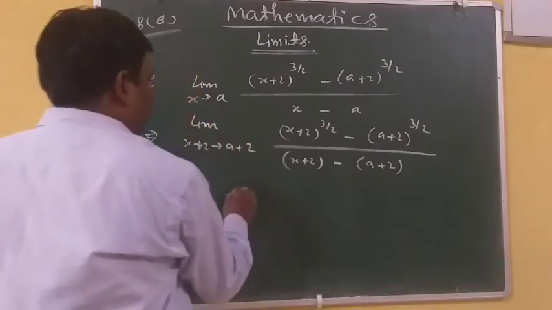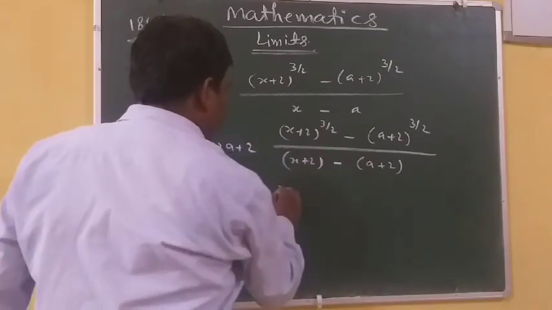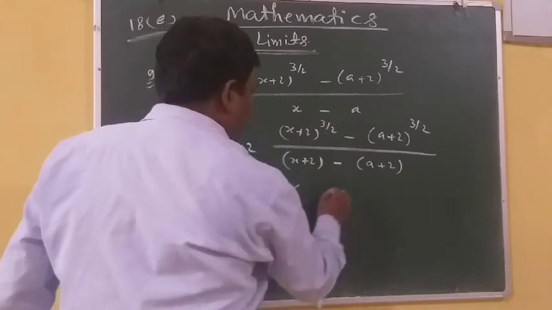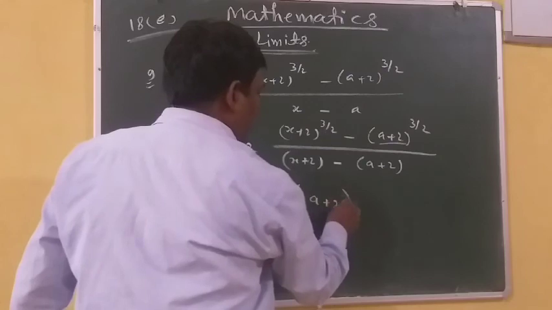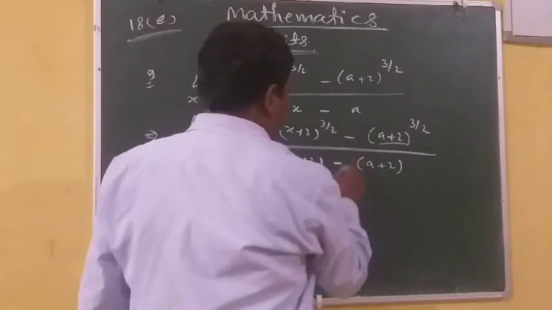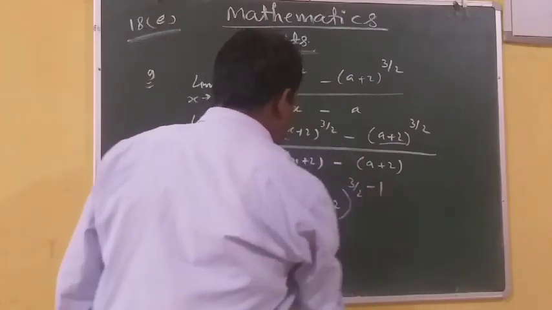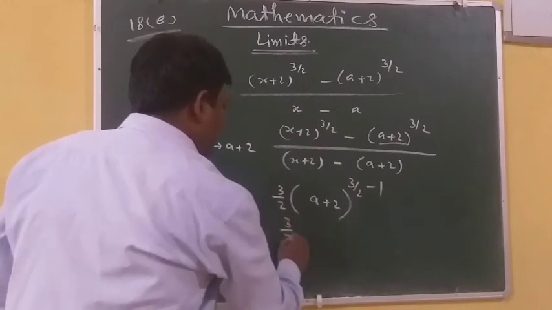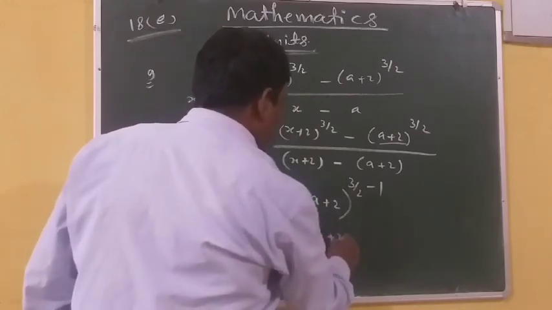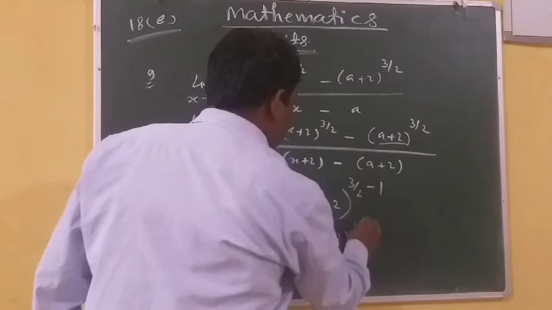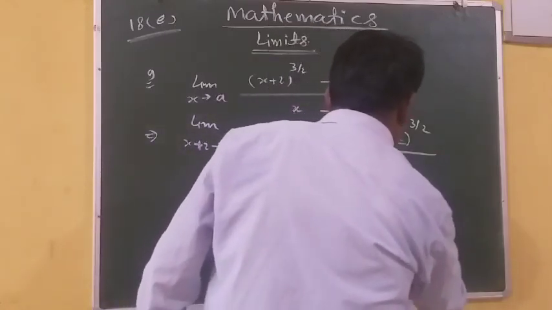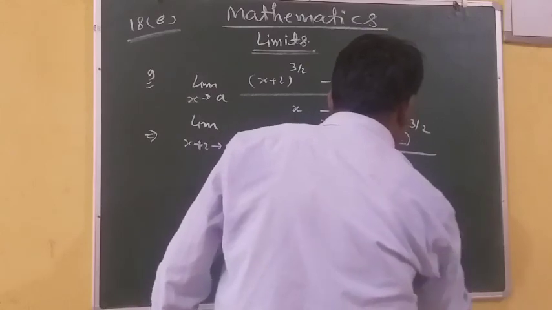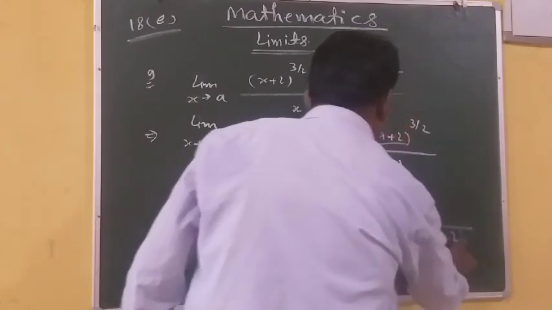That's why the power is 3 by 2. What is A? A is a plus 2. Power m minus 1, 3 by 2 minus 1. So it implies that 3 by 2 into (a plus 2) power 1 by 2. This implies 3 by 2 times the square root of a plus 2.